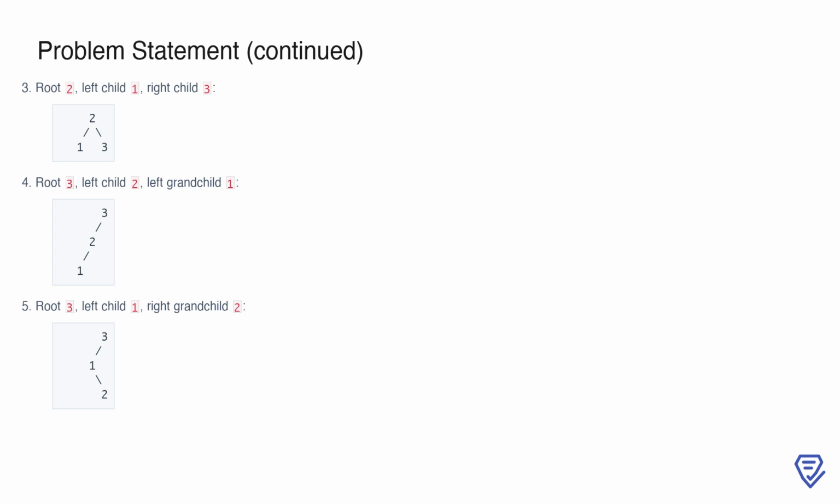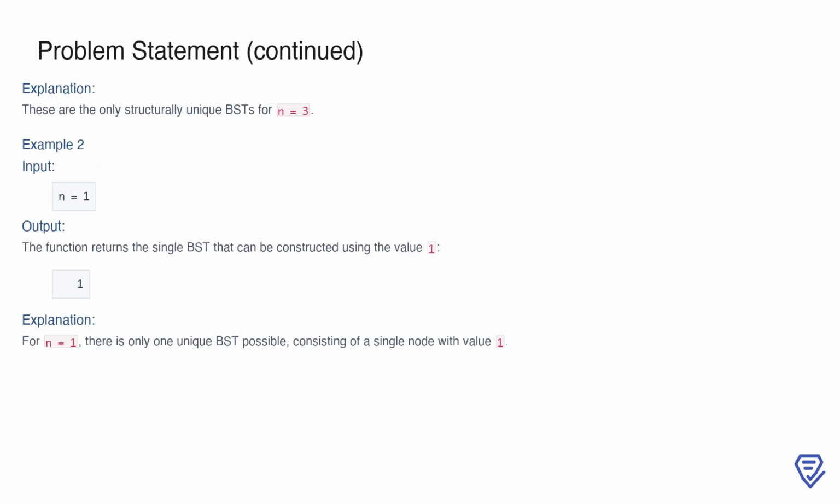Let's solidify this understanding with a quick explanation. For n equals 3, we see that there are exactly 5 structurally unique BSTs. Each tree has a distinct arrangement of the nodes 1, 2, and 3, adhering to the properties of binary search trees. This means that for any node, the left subtree contains values smaller than the node, and the right subtree contains values larger than the node.